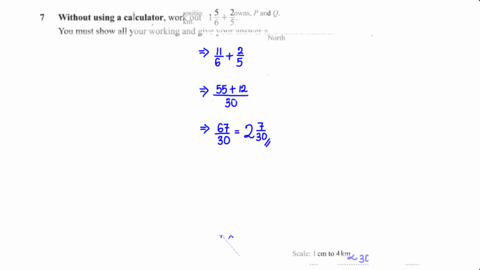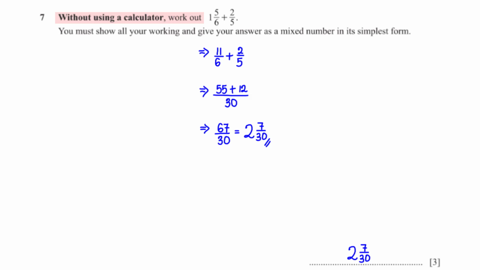Without using a calculator, work out 1 5/6 plus 2/5. You must show all your working and give your answer as a mixed number in its simplest form. First, we convert 1 5/6 into an improper fraction. So we have 6 times 1 plus 5, which is 11, divided by 6.